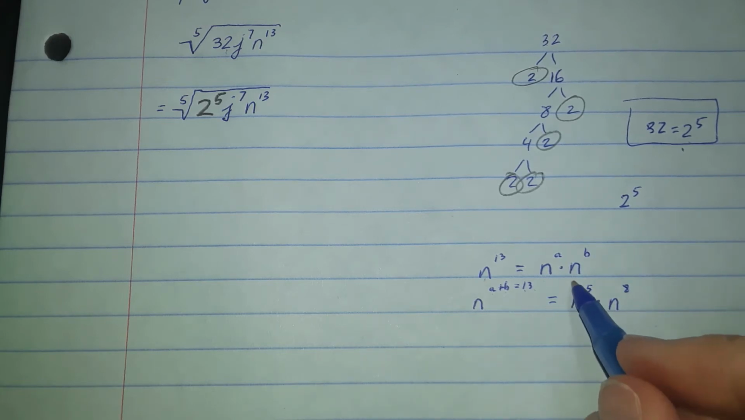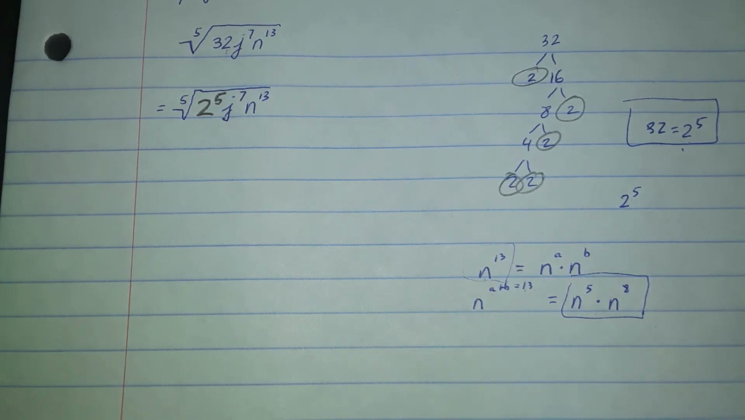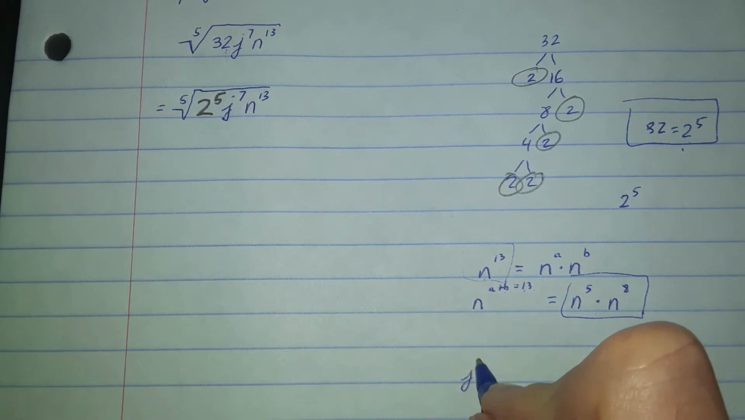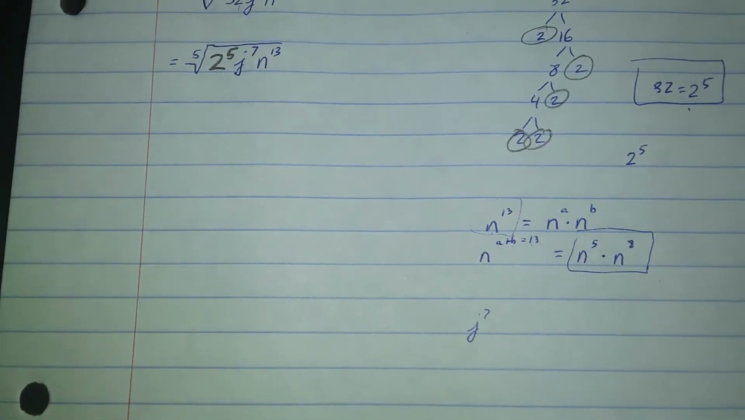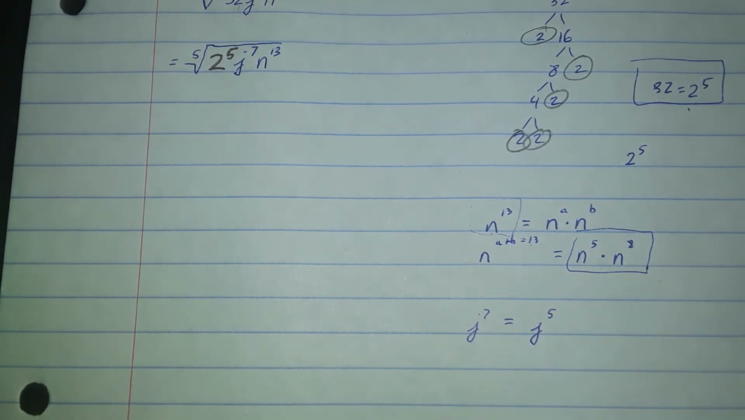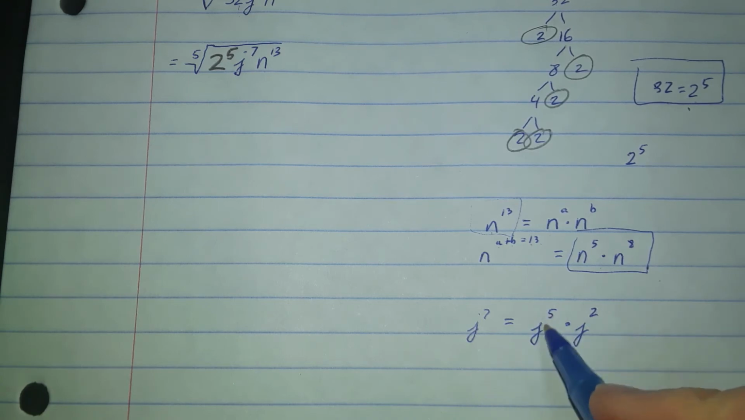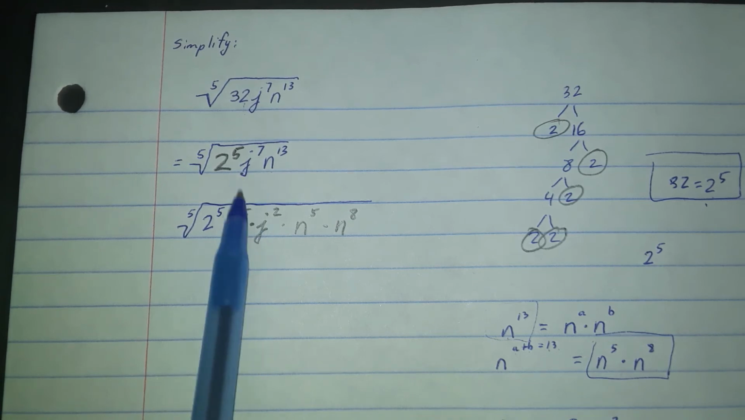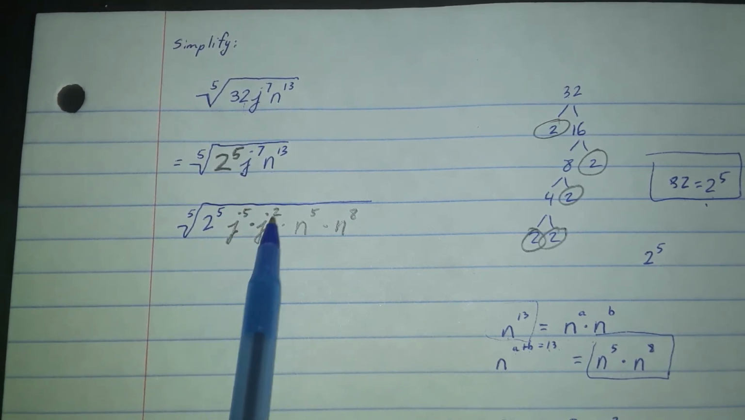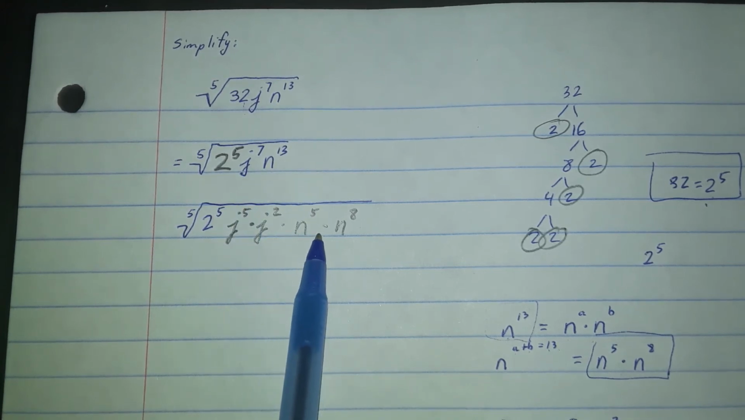So I want to substitute this for my n to the 13th. And then in the same way, I have this j to the 7th power. I want to do the same thing. I want a j to the 5th power times some other number. 7 minus 5 is 2. So I'm going to substitute this expression in for this term. All right, so I substituted in j to the 5th times j to the 2nd for j to the 7th, and substituted in n to the 5th and n to the 8th for n to the 13th.